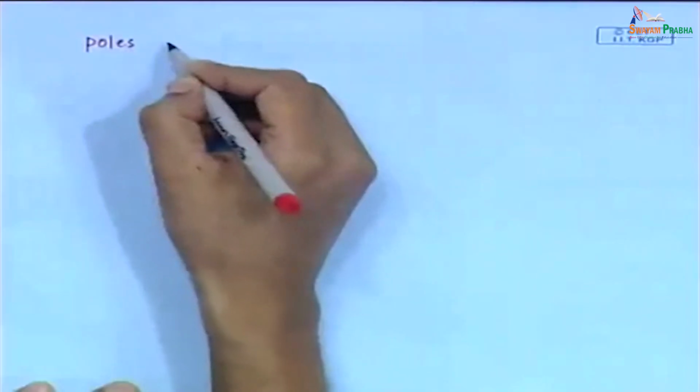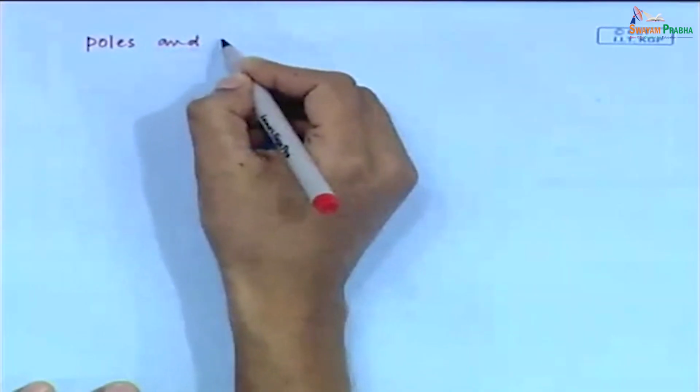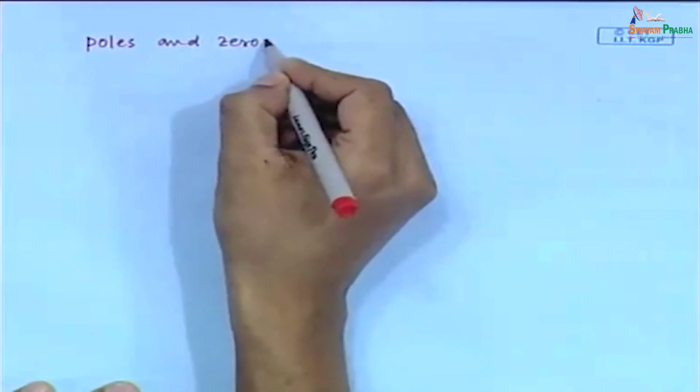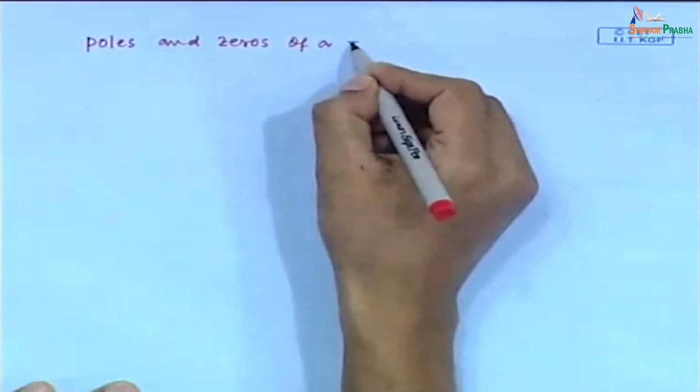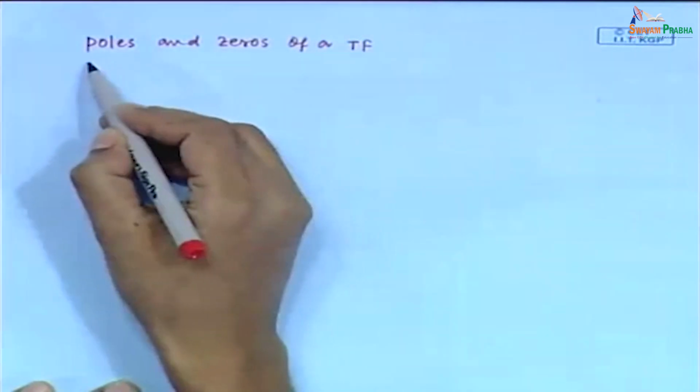So, now we will start the poles and zeros of a system. Our topic is poles and zeros of a system, or you can say transfer function.